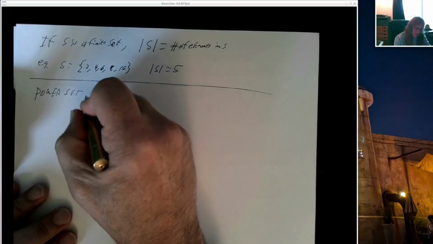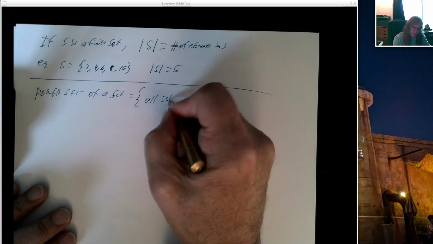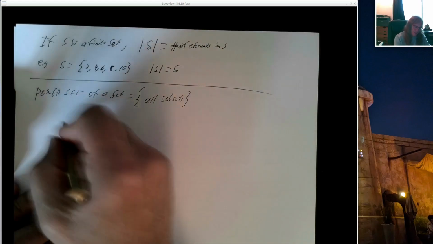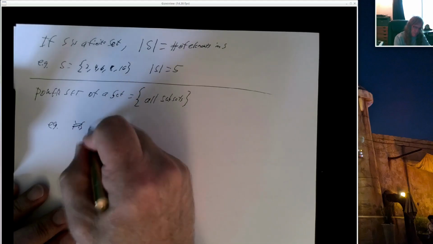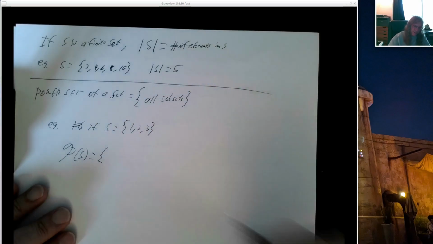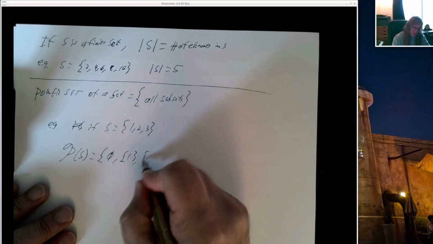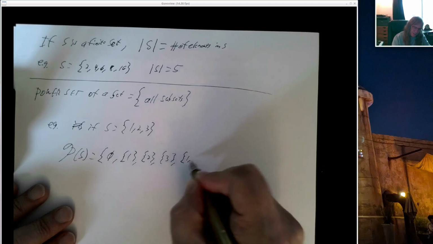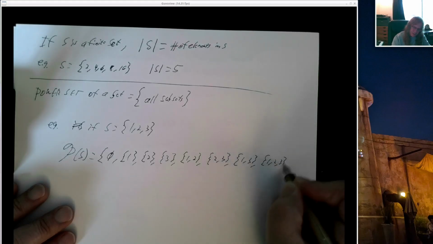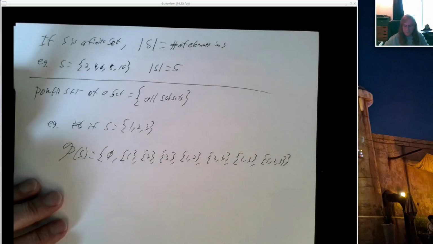Alright, the power set of a set is another set containing all subsets of that set. So for example, if S is a set containing 1, 2, 3, then the power set of S is another set containing all the subsets. So what are the subsets of S? Well, there's the empty set, there's a singleton 1, there's a singleton 2, the singleton 3, there's a set containing 1, 2, set containing 2, 3, the set containing 1, 3, and the set containing 1, 2, 3. So for any set, you can form the power set, which is just a collection of all the possible subsets.